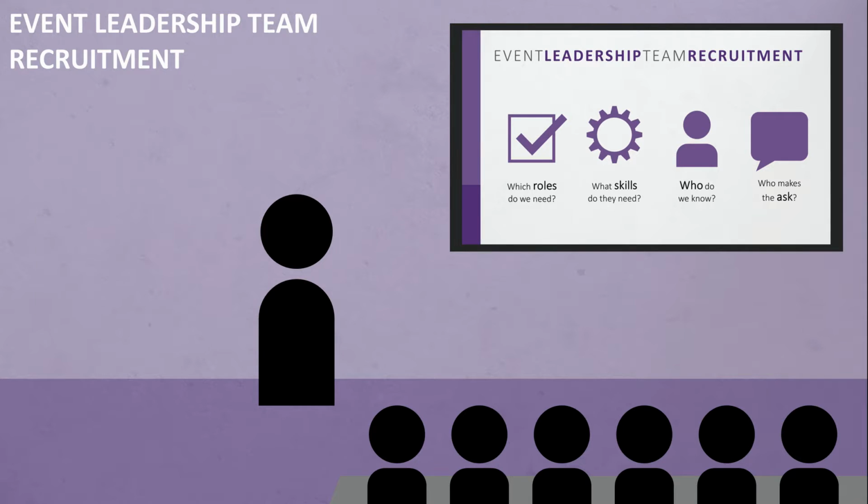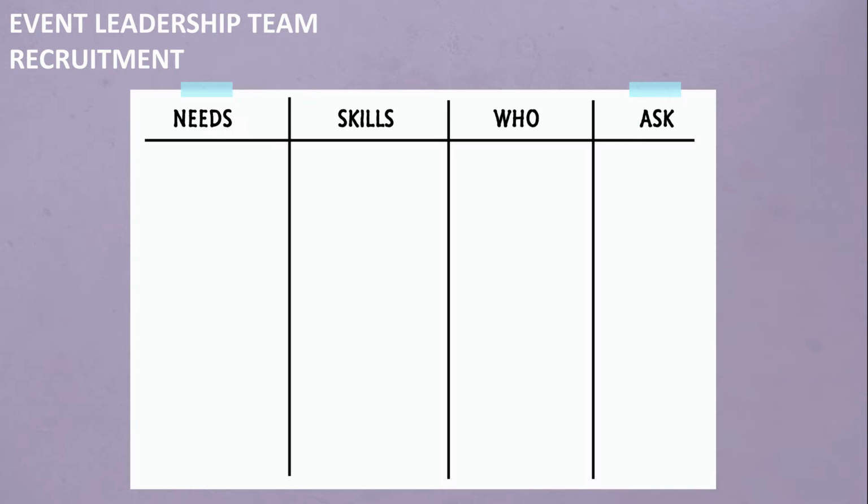Next is an activity for participants to identify the key roles they need to fill on their event leadership team, determine the characteristics of volunteers in those roles, figure out who they know and who will make the ask. Keep in mind that events that are 3 years old or less should focus on all roles, while events that have been going for 4 or more years should focus on additional community champions and team ambassadors.